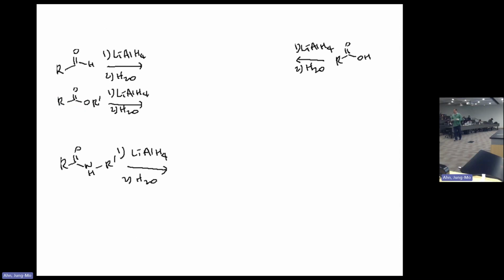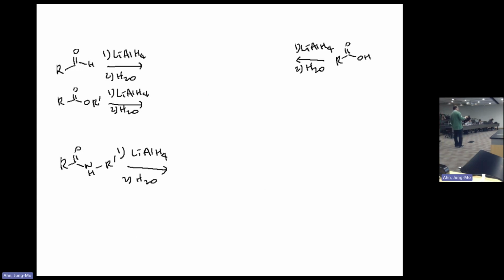We've been using lithium aluminum hydride on a lot of different things, but most of the time it's relevant to carbonyl containing molecules. We get alcohol. But why did amide give you amine? Why does it give you different things? So this is what I'm trying to show you.